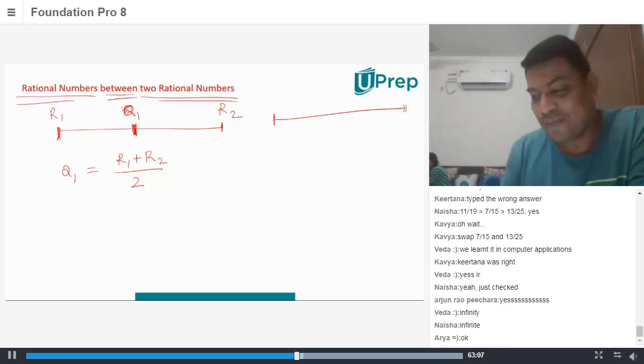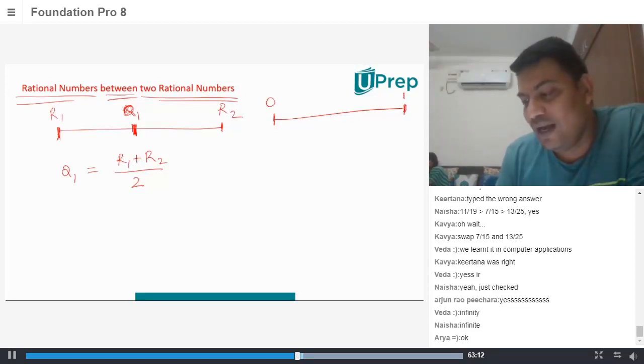Okay, good. So now let's assume we have numbers 0 and 1. If I want to introduce a rational number between 0 and 1, what do I do?